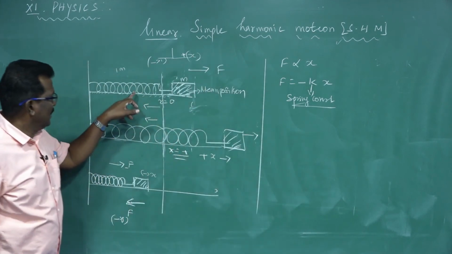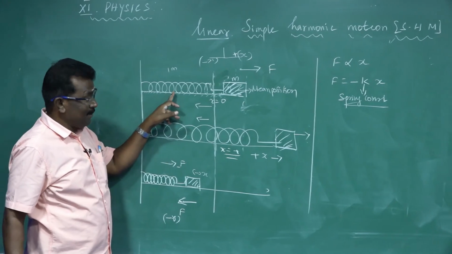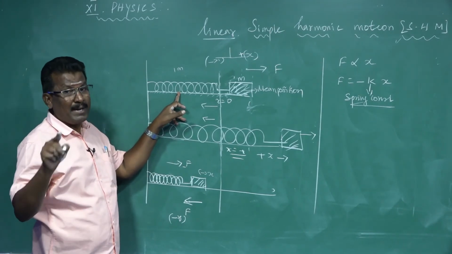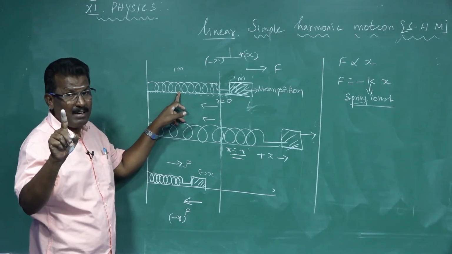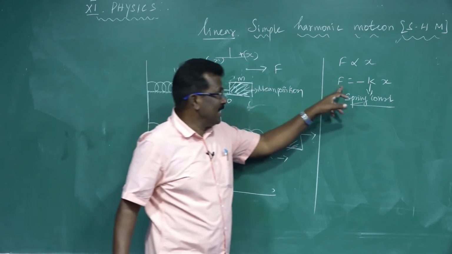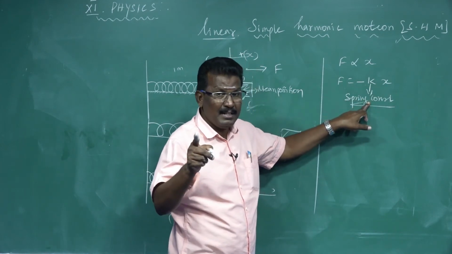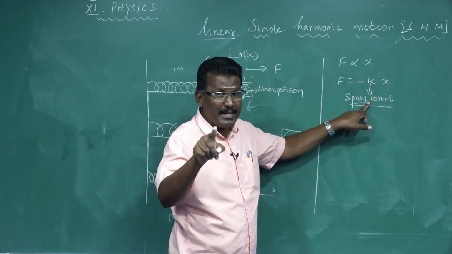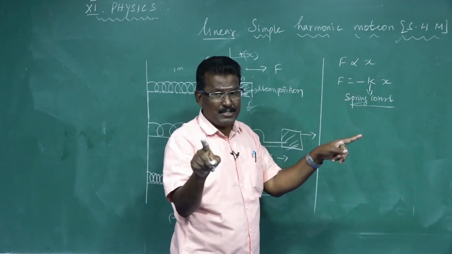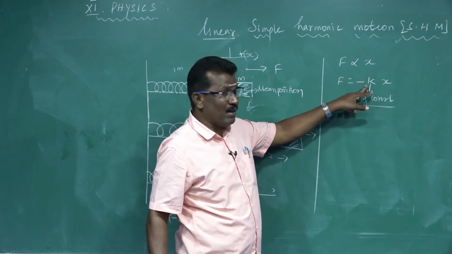Spring constant. Here it is made up of iron. Suppose another material is made up of some other material, but the K value is not constant. For all materials, the K value depends upon the material. So F is equal to minus Kx. K represents the spring constant. Spring constant is given for the given material. Material to material it changes, but it is not the same for all materials. So the K value changes for all materials.